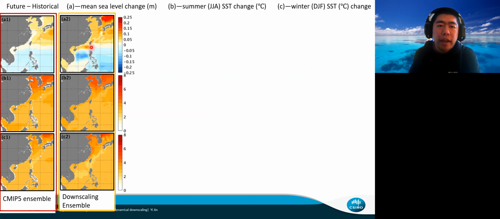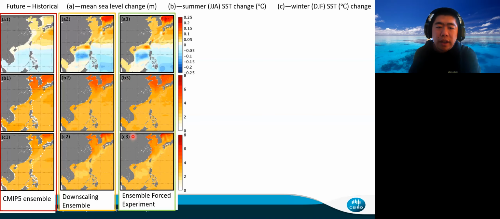For example, here is the Kuroshio intrusion change, and here is the sea surface circulation change in the South China Sea. And here is the ensemble force experiment's result. If you compare it with the downscaling ensemble, you can find that they are almost identical, which means the different components of the climate change signal from different GCMs are almost linear.